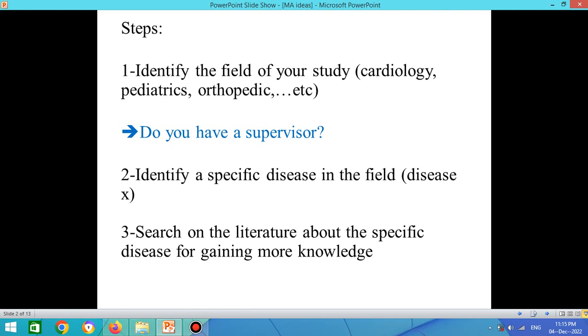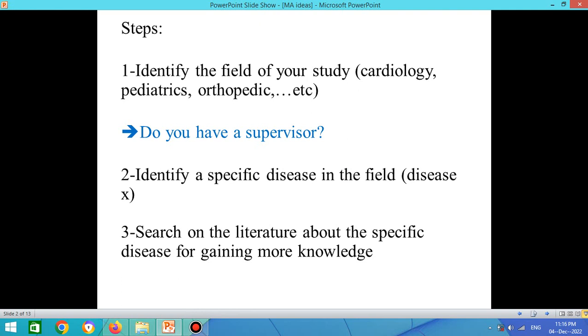The first step, you have to identify the field of your study: cardiology, pediatrics, orthopedics, etc. In this video, we will choose the dermatology field. Then identify a specific disease in the field. We will choose atopic dermatitis. If you already have a supervisor, you can work on the disease he has already chosen. Okay, the third step is to search the literature about the specific disease for gaining more knowledge.